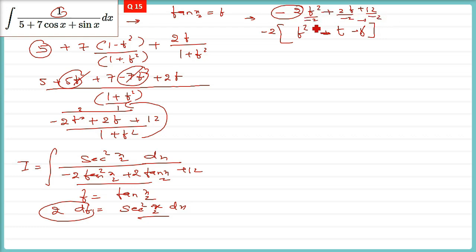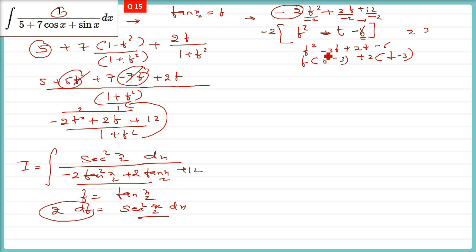Now here will be a surprise for you. The surprise is that t square minus t minus 6 is factorable. What does it mean? 6 can be written as 2 into 3. T square minus t minus 6, you can just write it as t square minus 3t plus 2t minus 6. If you take t common, t minus 3 will come inside. You can take 2 common, t minus 3 will come outside. So you have the factors t plus 2 and t minus 3.